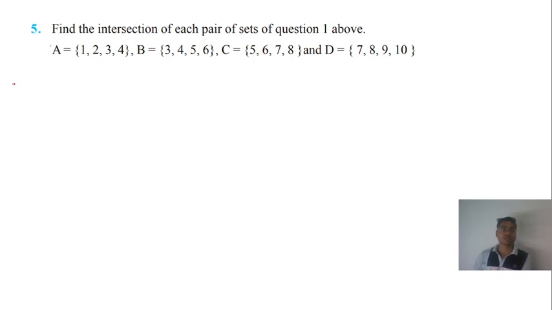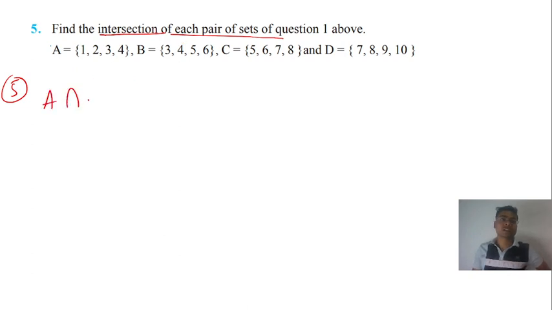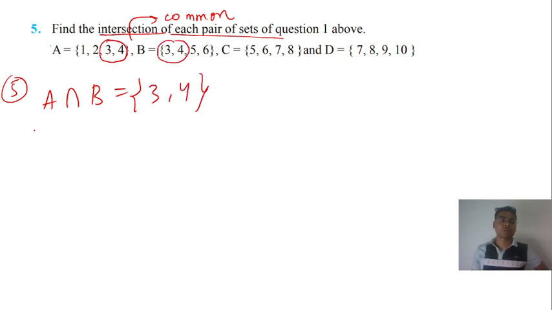Coming to question number 5, here they said to find the intersection of each pair. Now we will have to find the intersections of each pair. Each pair means, okay, A intersection B. You will find the common elements between A and B, because intersection actually means common. So what are the elements that are common here? 3, 4. So the intersection is 3, 4. Okay, A intersection C is, we do not find anything common between A and C.